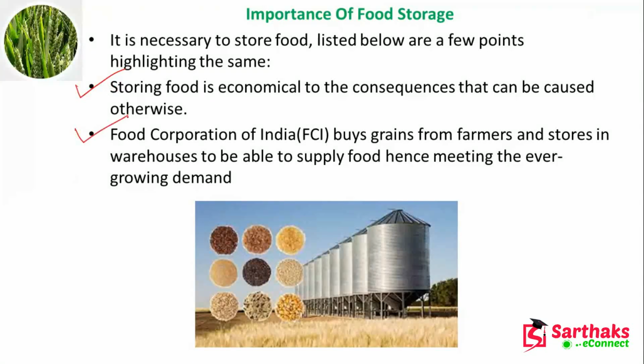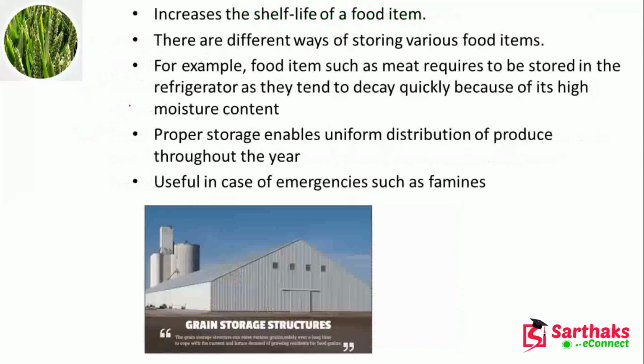Food Corporation of India, FCI, buys the grains from the farmers and stores them in their warehouses, so they can supply the food and hence meet the demand of the food. So FCI has a big role in this. Storage increases the shelf life of the food item, and there are different ways of storing various food items. Proper storage enables uniform distribution and is useful in case of emergencies such as famines.